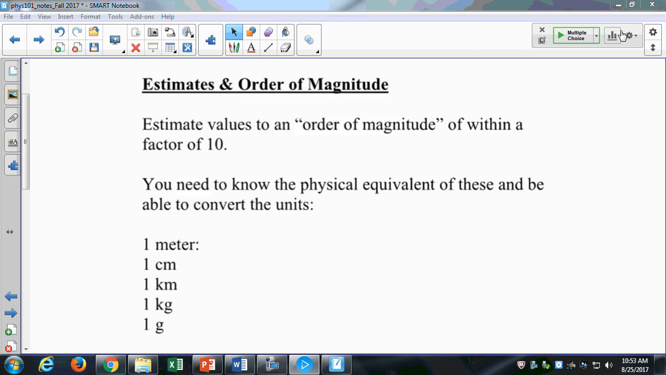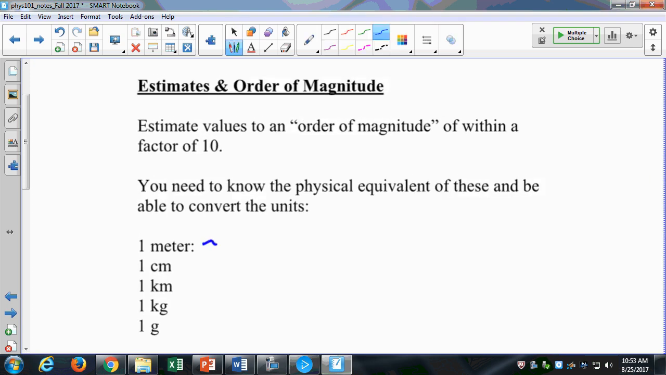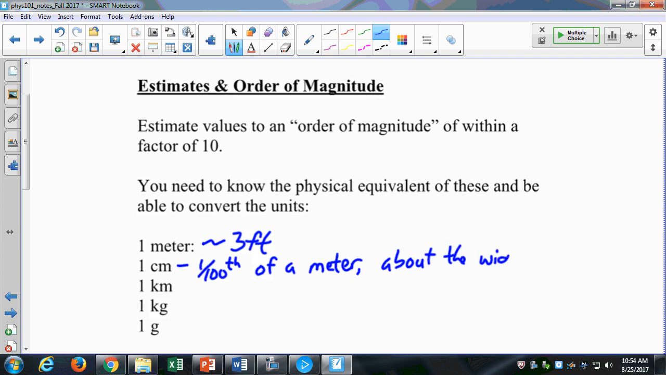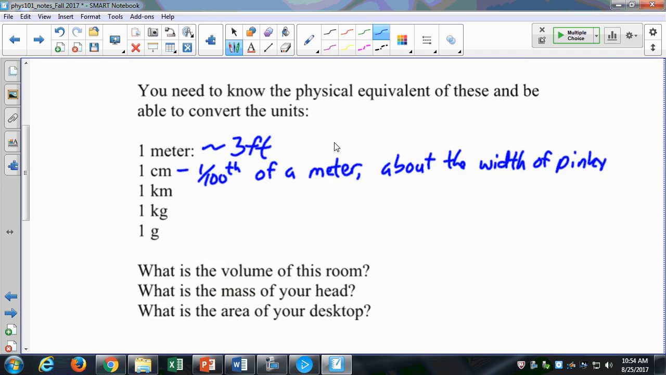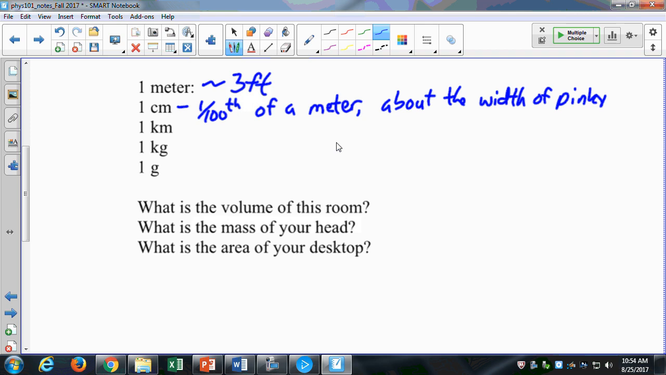You also need to know, this is about 3 feet. A centimeter is about the width of your pinky. It's 1/100th of a meter. About the width of your pinky. Goodness, God bless you. So in a similar way, be able to describe what is the length, width, or area of an object in centimeters or in square centimeters.